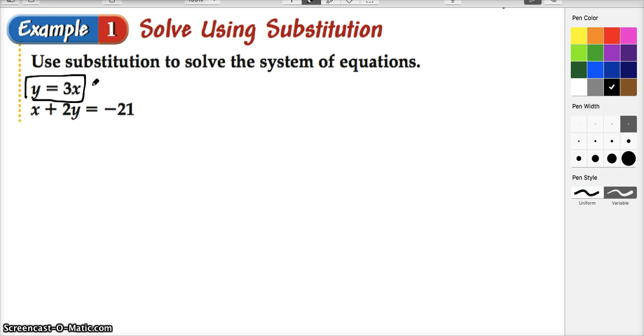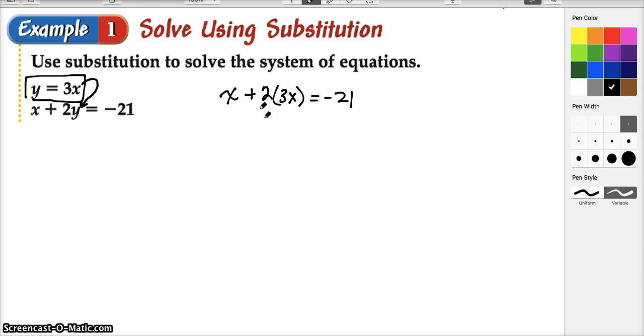The trick is, by the way, you always have to solve in one equation and substitute into the next equation. Otherwise, you're just going to come up with an identity, which is not helpful. So once you have one variable solved for in another equation, you've got to substitute it into the next one. So I'm going to do just that. x plus 2 times y. What is y? 3x is equal to negative 21.